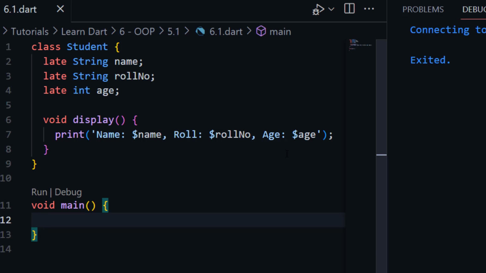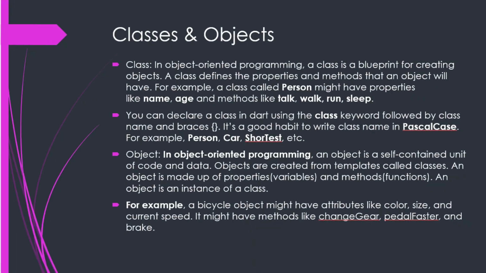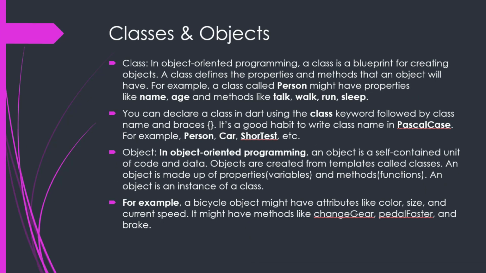So first of all, let us see what an object is. In object-oriented programming, an object is a self-contained unit of code and data. Objects are created from templates called classes. An object is made up of properties, variables, and methods, functions. An object is an instance of a class. For example, a bicycle object might have attributes like color, size, and current speed. It might have methods like change gear, pedal faster, and brake.